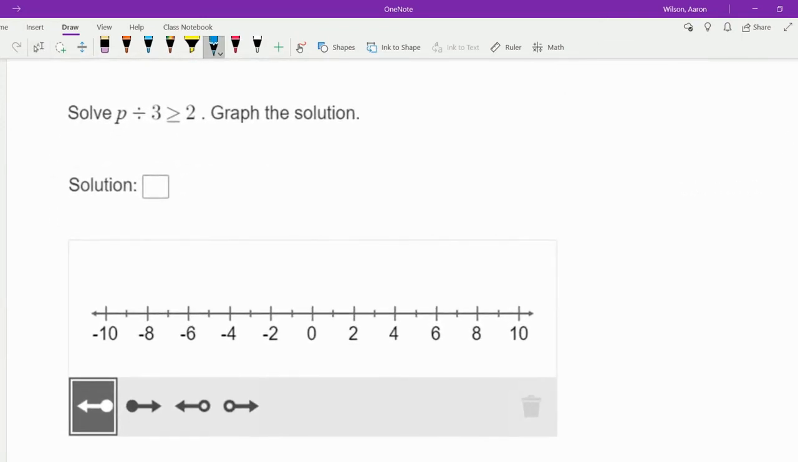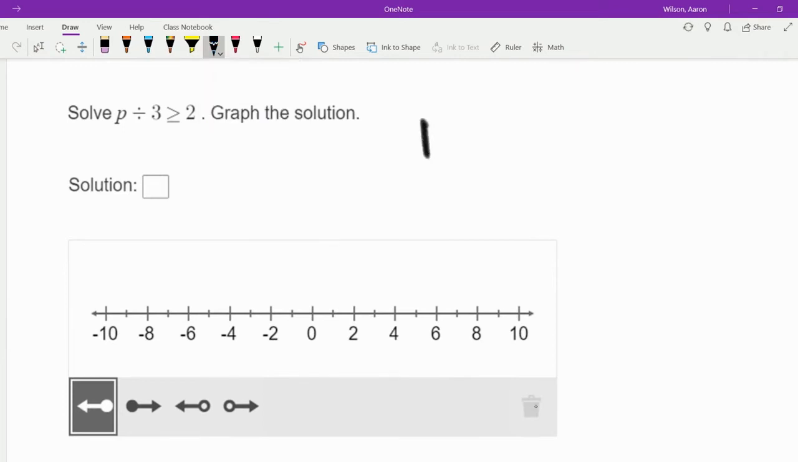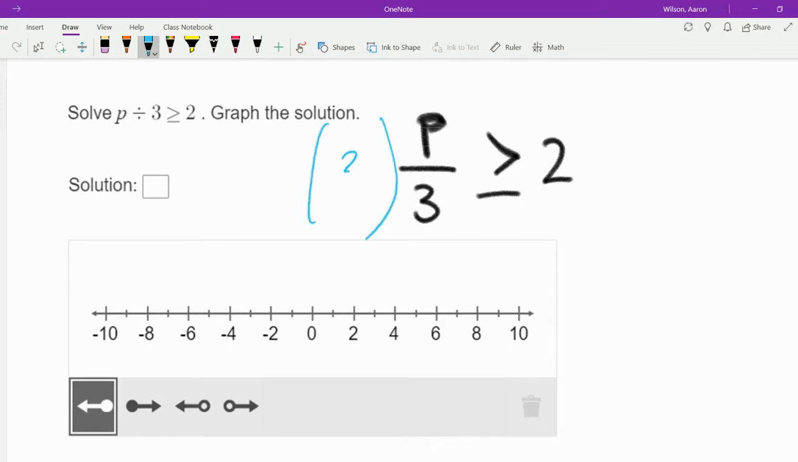Now let's get into some that involve some division or possibly multiplication. So this is read p divided by 3 is greater than or equal to 2. Notice I said divided by, but I actually wrote a fraction because division is basically a fraction. What's the opposite of dividing by 3? That is multiplying by 3. So I'm going to be multiplying both sides by 3.